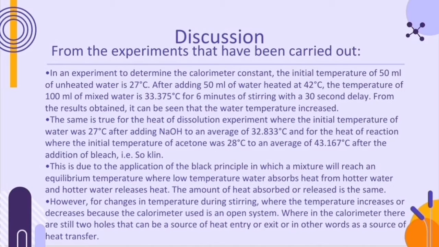However, the change in temperature during stirring, where the temperature increases or decreases, is because the calorimeter that we use is an open system, where in the calorimeter there are still two holes that can be a source of heat entry or exit, or in other words, a source of heat transfer.